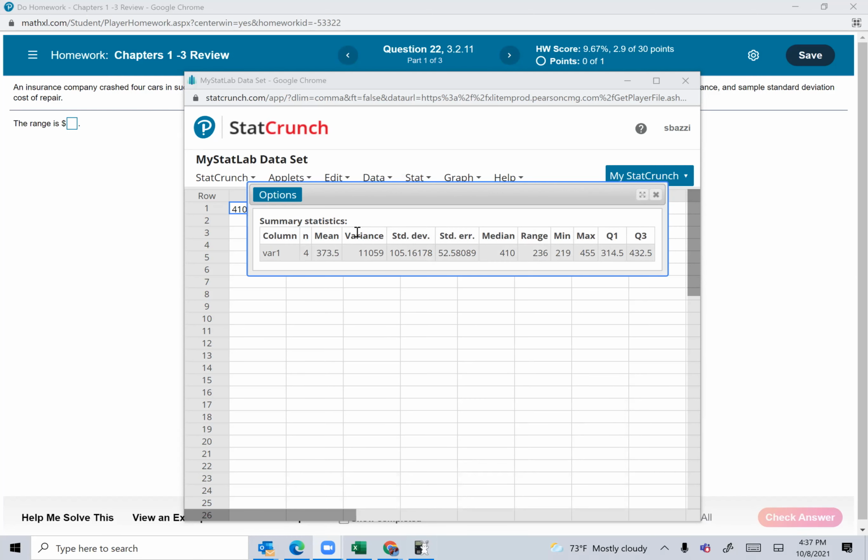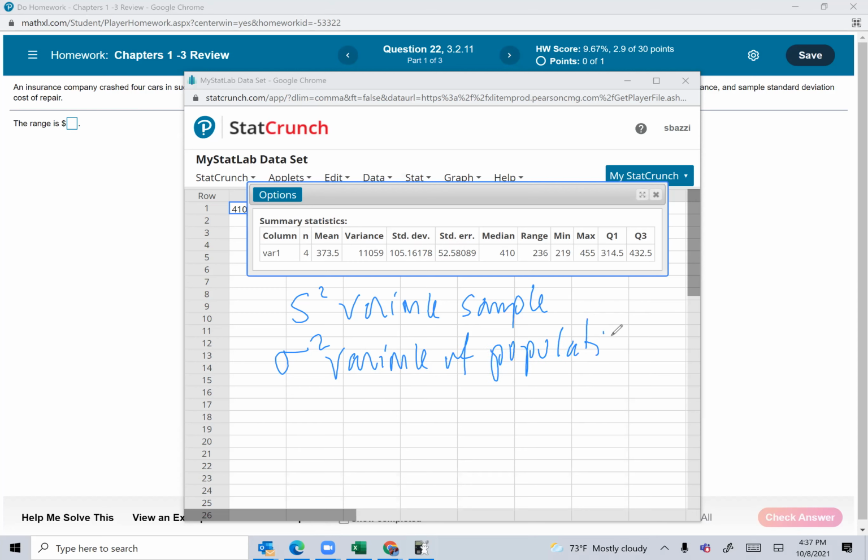Now, let me tell you what the variance is. Variance is the square of the standard deviation. So it has two symbols as well. So annotate. One symbol is S squared. That's the variance from a sample. And sigma squared, that's the variance from a population. We will be using S squared most of the time because most data that we have comes from a sample. So you can, guys, use StatCrunch also to find the standard deviation.